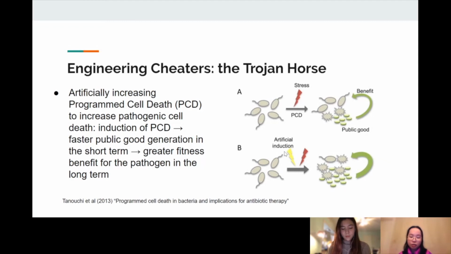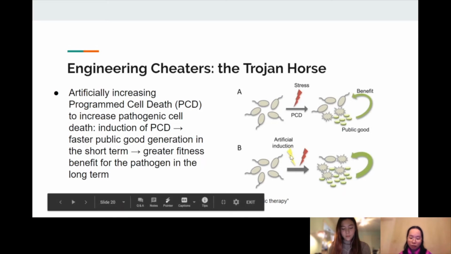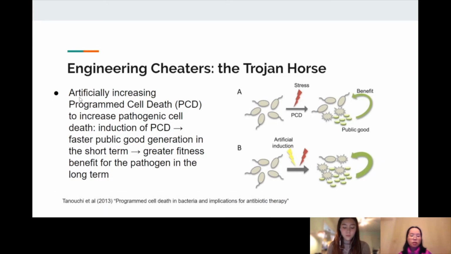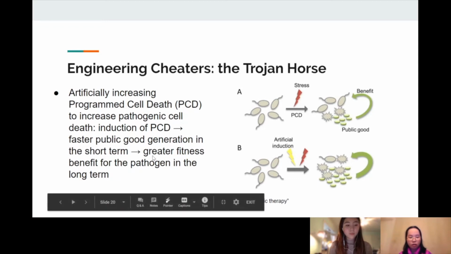And if you artificially induce stress, you will find that programmed cell death happens at an accelerated rate, and there's an accelerated rate of the production of public goods. The idea is that you can use this on pathogenic cells. Imagine these are pathogenic bacterial cells that cause disease. If you artificially increase that stress to increase the pathogenic cell death, you get faster public good generation in the short term and greater fitness benefit for the pathogen in the long term.